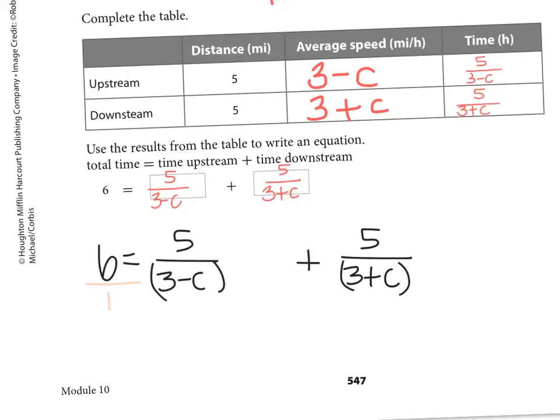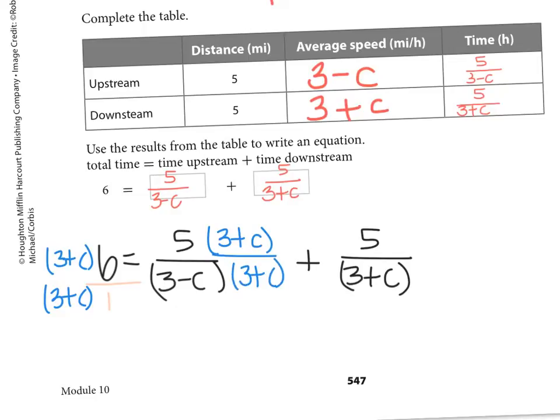So in order for my denominators to be the same, let's start with this first one over here. Let's start with the last one on the right. So the denominator is 3 plus c. Well, in order for all of these other two to have the same denominator, I need to multiply by 3 plus c on both top and bottom. So I'm going to do that for both the 6 and then the 5 over 3 minus c.